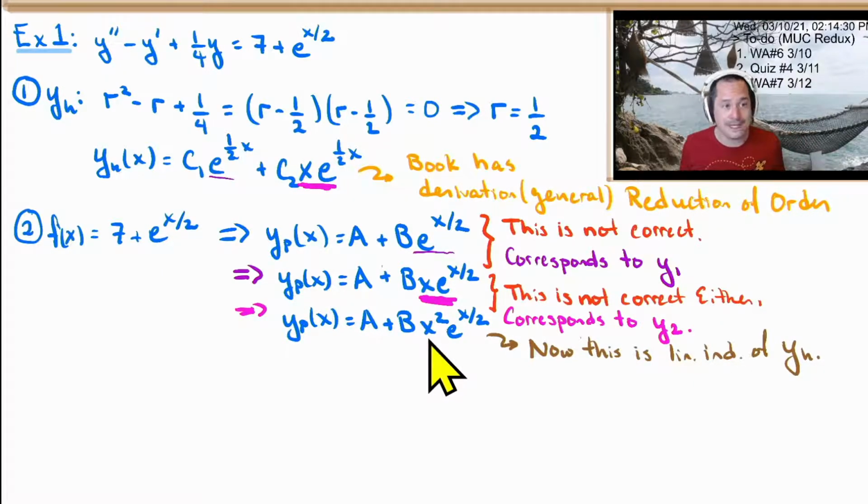Yep, so it couldn't be x or e to the x over 2 or xe to the x over 2 because they are in y homogeneous. Absolutely correct. So I'm going to highlight in brown those two features. The x squared is coming out because of linear independence. Okay. So we keep putting x's on until we have linear independence. That is the case. That is true.